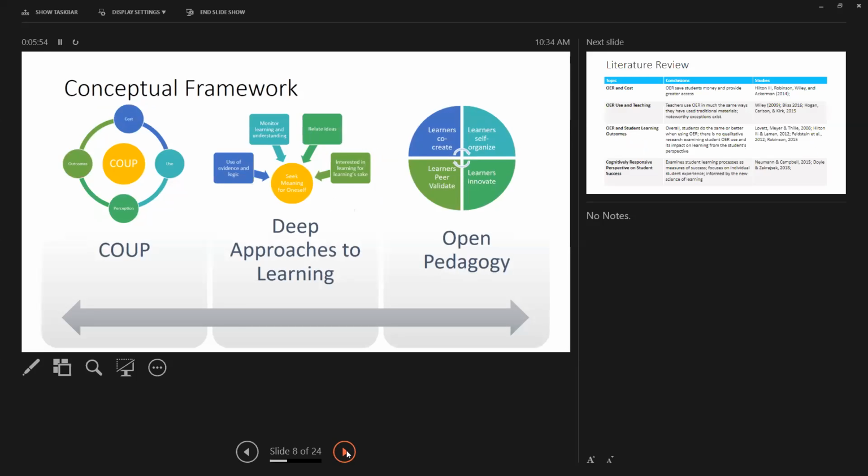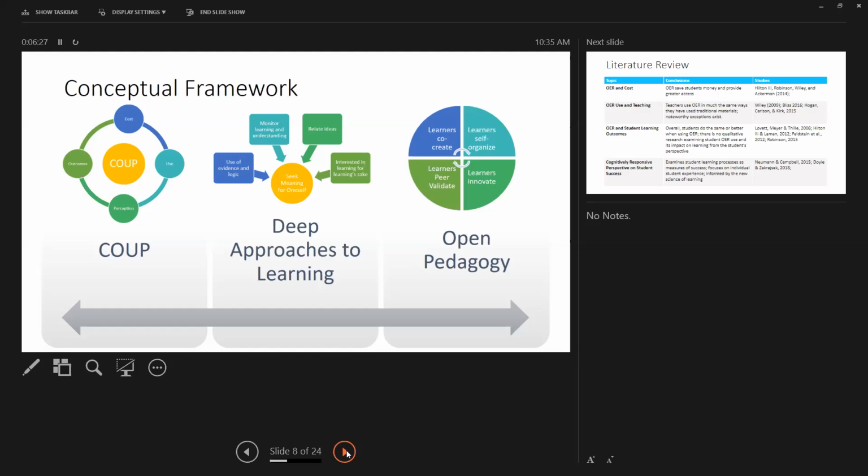Now, in order to do that, to think about some of the theory that was already there, I had to think about some concepts. And just a quick overview, there is a COUP framework that has been well established, used to examine and research OER, and those strands focus on cost, use, perception, or outcomes. Now, in this study, I'm going to focus purely on use, but as you'll see, cost sometimes comes into play. You can't avoid it when you talk about OER.